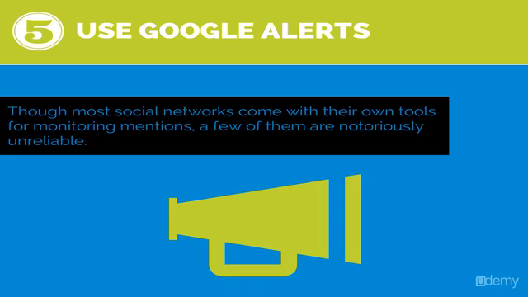Use Google Alerts to monitor brand mentions. Though most social networks come with their own tools for monitoring mentions, a few of them are notoriously unreliable. To be sure that you don't miss anything, set up Google Alerts for your business. This is the most reliable way to ensure that you catch all mentions and respond to them in a timely manner. As Google searches the web beyond social networks, it'll also catch any mentions on blogs, forums, and other sites, allowing you to take a more holistic approach to managing your brand online.